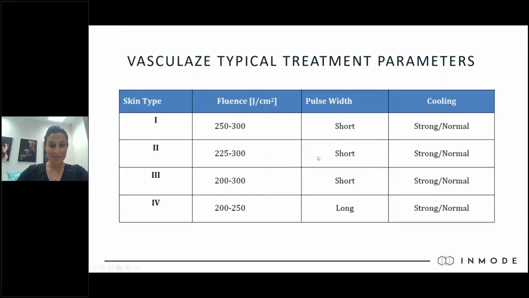And again, same goes with the pulse duration, because we said shorter pulse width is more aggressive, longer pulse width is more delicate. The longer pulse width is recommended for the darker skin types. Okay, cooling, as we said, depending. The stronger the cooling, the nicer it is for your patient, but you have to consider the drawbacks. You have to consider the possibility for vasoconstriction, and you want to avoid it in order to provide a good treatment. So it's a give and take kind of thing.